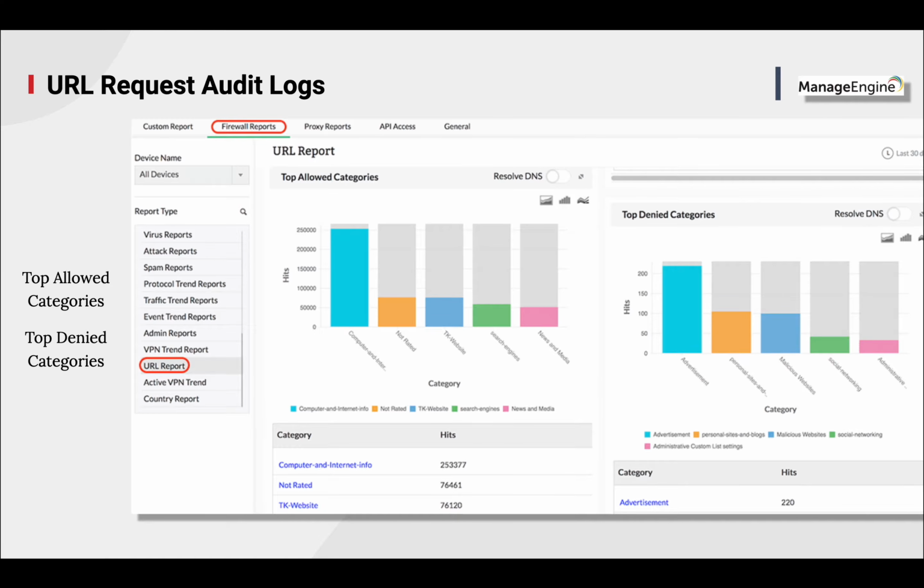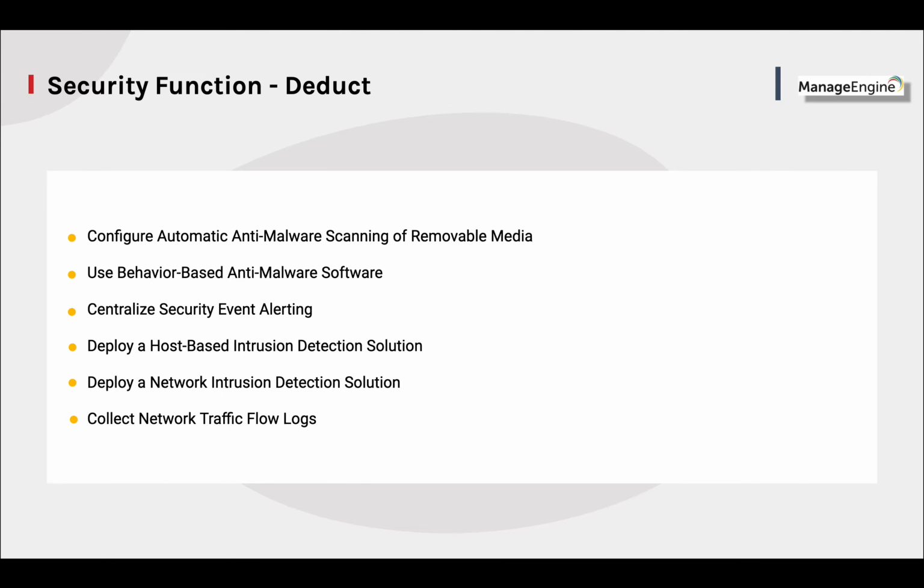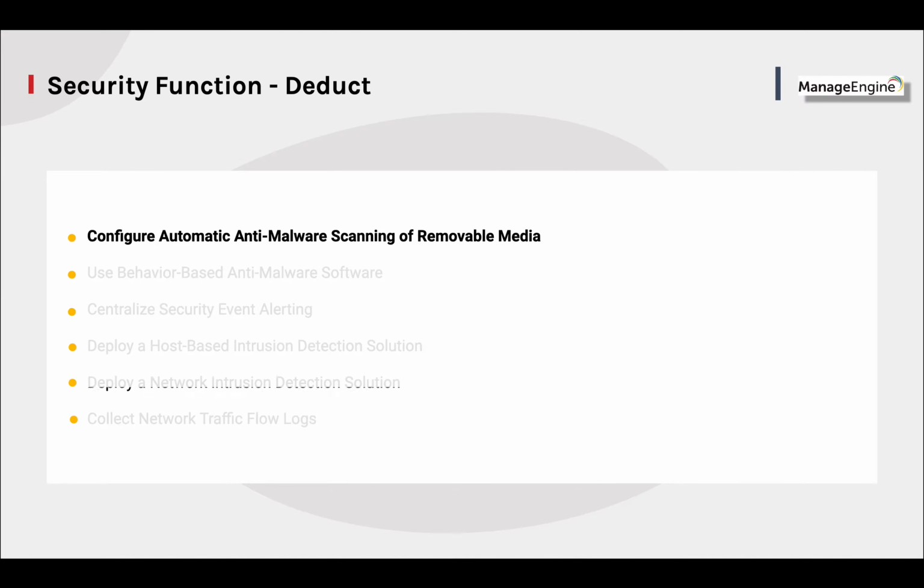Moving on to the next set of security functions, detect. Configure automatic malware scanning of removable media. Now with the help of Device Control Plus, you can block all portable devices and allow only enterprise devices to get connected in your infrastructure.